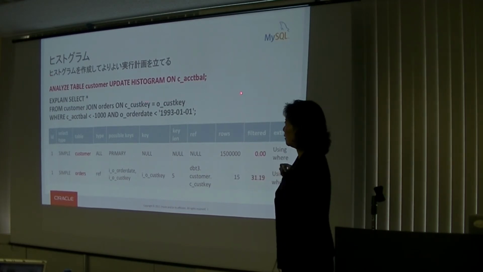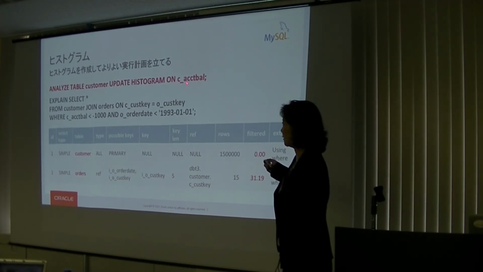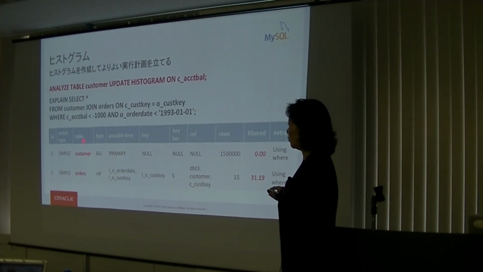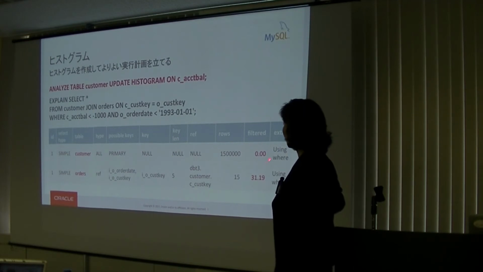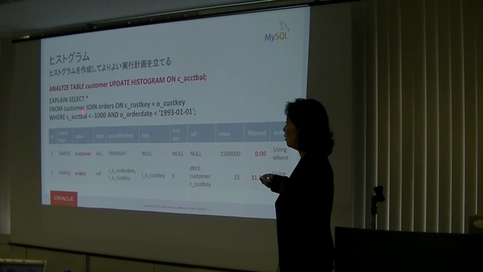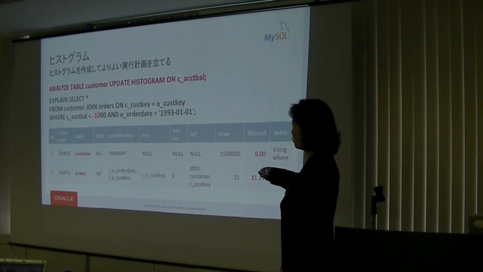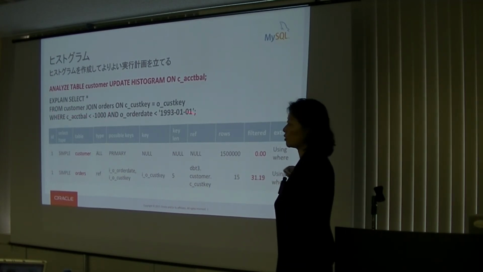And now we do an analyze table, and then we create a histogram on this account balance, which has no index. And we run exactly the same query. Now this gives a totally different plan. The join order is customers with orders. That's because the filter rate now is 0, because now we have statistics that no customers have an account balance less than 1,000. And of course, the optimizer will choose the customers table because no customers will satisfy this condition. So this query will actually give you a zero result set.